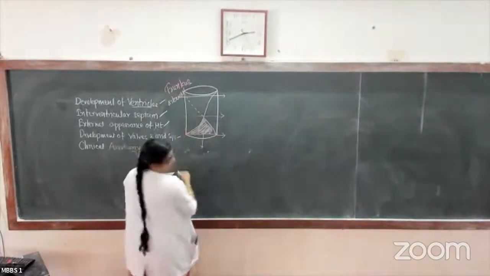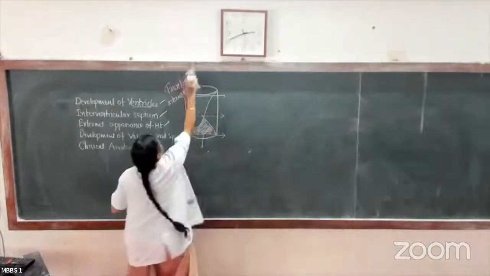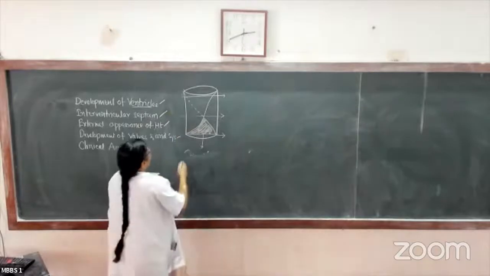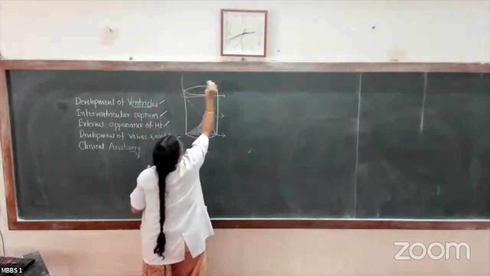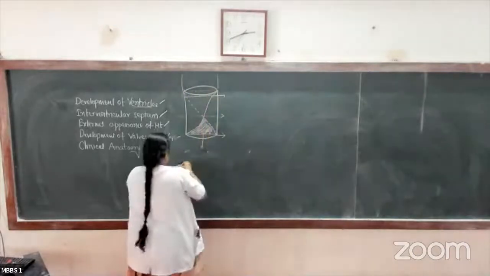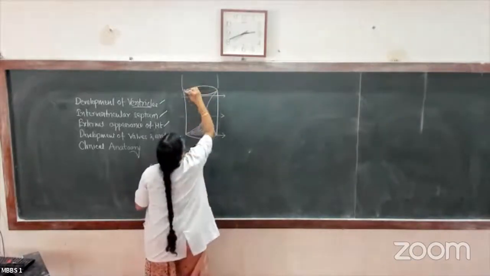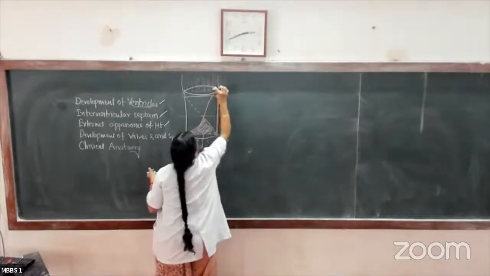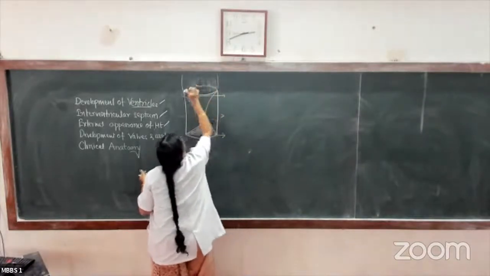there is an aortic sac. This spiral septum which is coming here, it will go up and get attached to the dorsal wall of the aortic sac. Dorsal wall of the aortic sac.